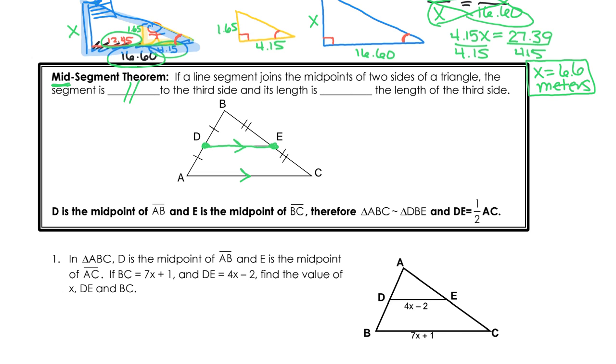And because they're midpoints, the length will be 1/2 the length of the third side. Okay. And so what happens here is that this triangle here and this triangle here are similar. Okay. Because these two lines here are parallel, these are corresponding angles.